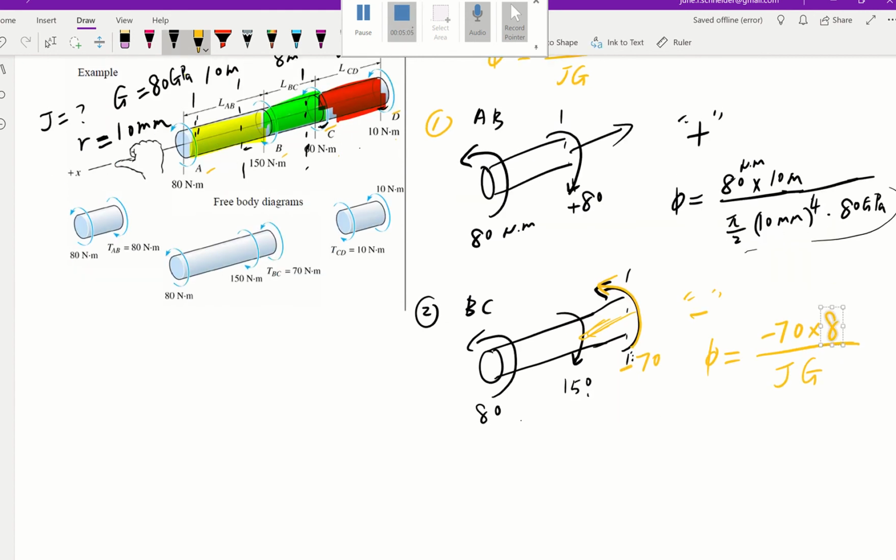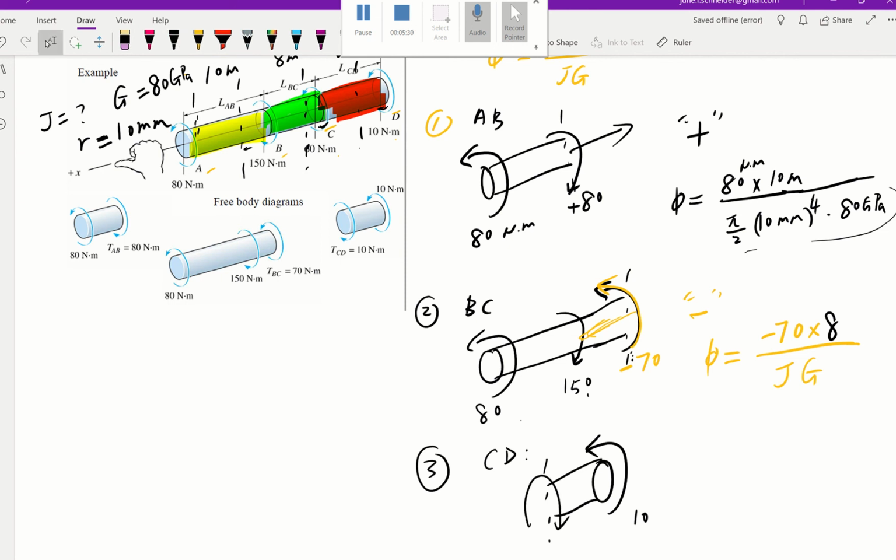The next one is going to be the CD section, and again we're going to do the same thing: cut anywhere between C and D. Of course, here it will be easier to look at the right section, and we will have this way, and that's going to be our external torque 10. If that's going in that direction where we cut, this is going to go in the opposite direction this way.